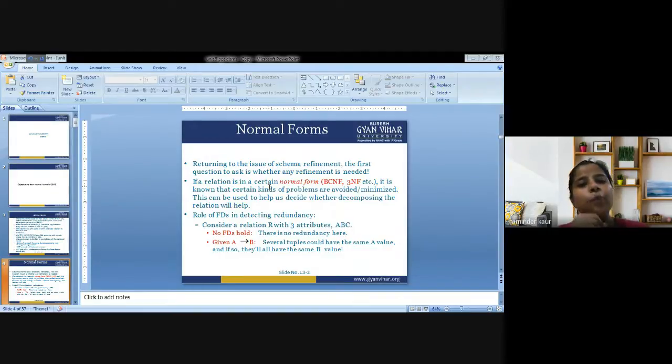We are supposed to consider a relation R. There could be three attributes, that is A, B, and C. So, what is the interpretation of those three attributes? You are supposed to have a look at the same. No functional dependency holds. This is my first point. So, what is the interpretation for the same? That is, no functional dependency holds.